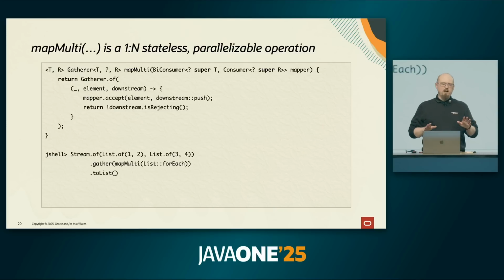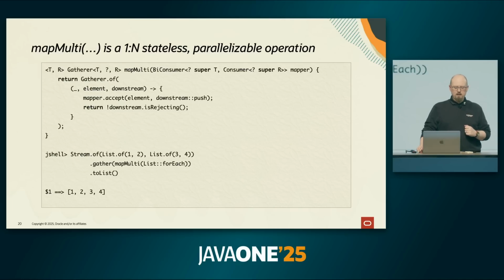So the example here is we have a stream of two lists, and those two lists have two elements each. And for each of the elements in those lists, we want to call the consumer for that value. So the end result here is the list 1, 2, 3, 4.